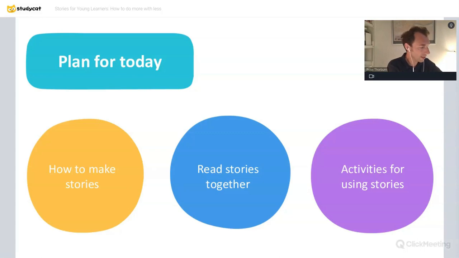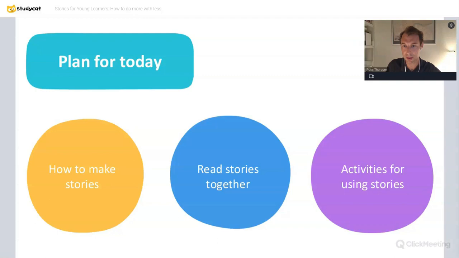So I've got the whole set of all 14 here, but I've picked out about 3 that I think we'll look at today and we'll read together. And one of them I'll even get you to practice rewriting it with me. And last of all, we will do some activities together for using stories. So hopefully those are all activities that you can use with your students in your own classes. And we'll also use those along with the stories.